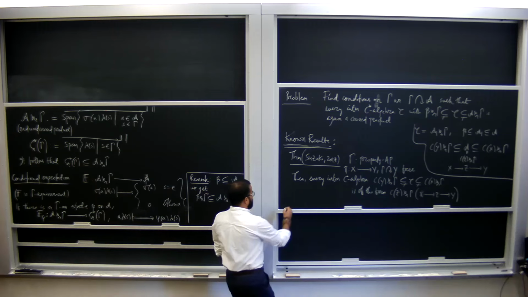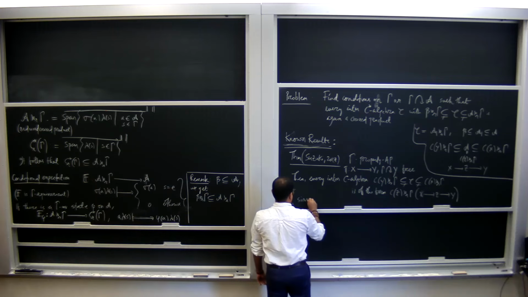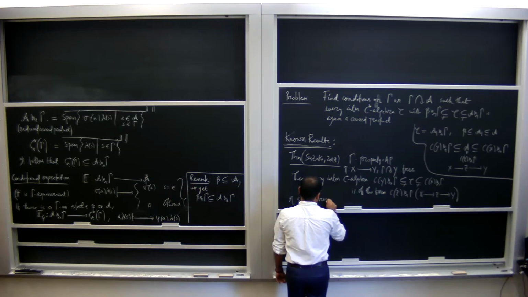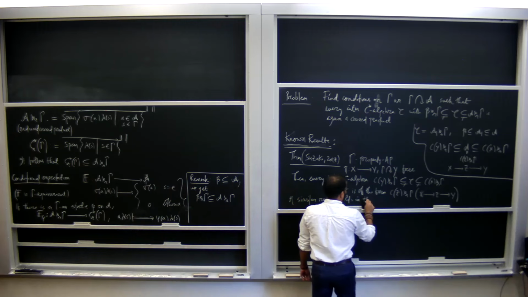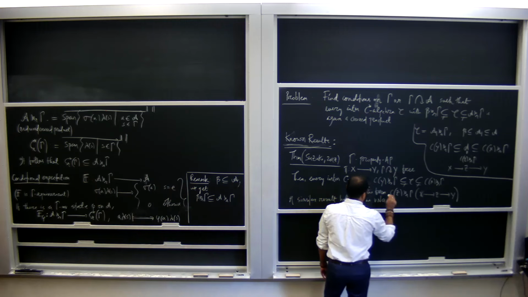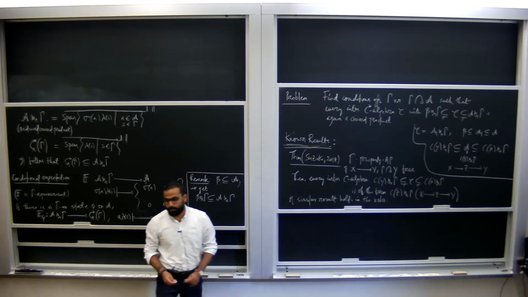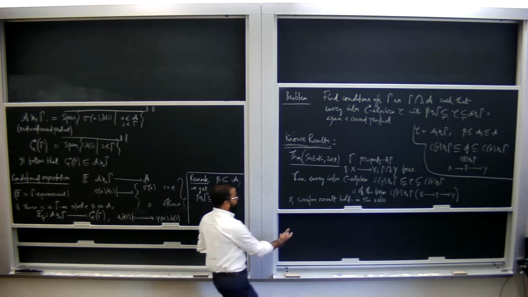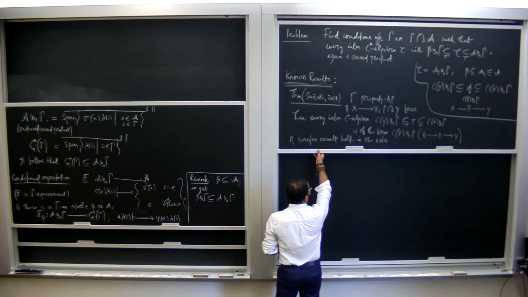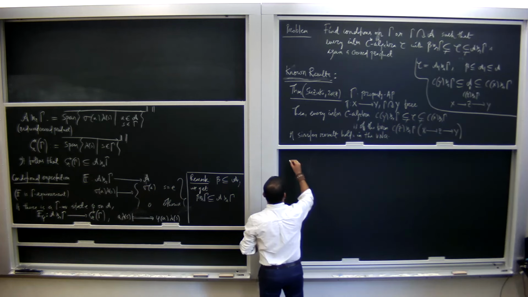And a similar result holds in the von Neumann algebra setup as well. So you just replace the freeness of the action by essential freeness. Yeah, so property AP here.